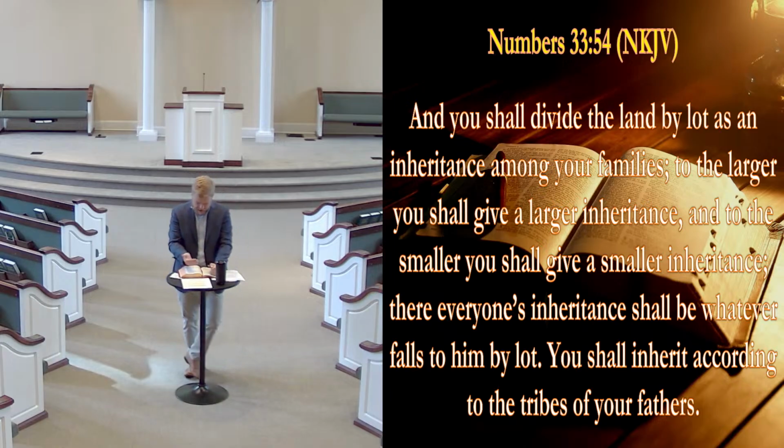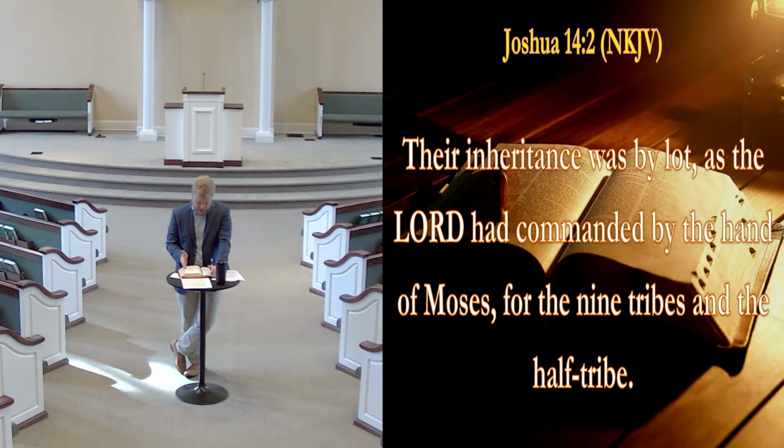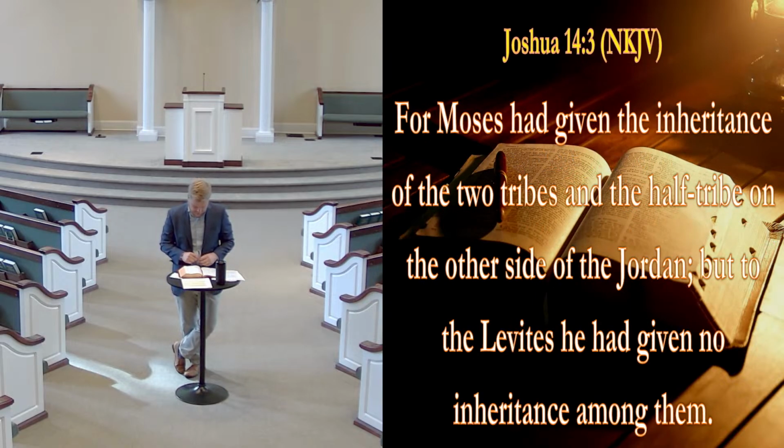And so then we turn back to Joshua 14 and we read a reference to that verse 2, their inheritance was by lot, as the Lord had commanded by the hand of Moses for the 9 tribes and the half tribe. Verse 3, for Moses had given the inheritance of the 2.5 tribes on the other side of the Jordan, the eastern side, but to the Levites he had given no inheritance among them. And so let's talk about, in the next couple of verses, Levi, or the tribe of Levi, and then we'll have a reference to Manasseh and Ephraim being the children of Joseph.